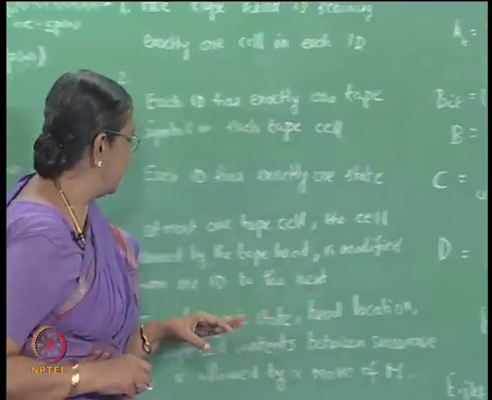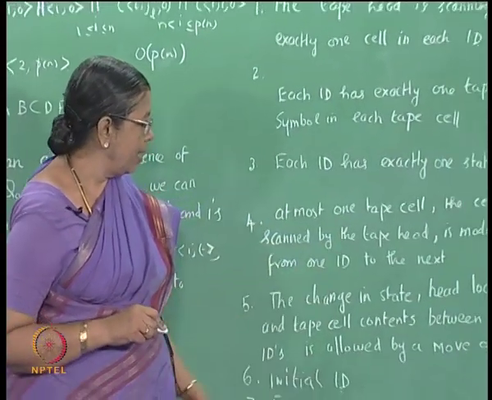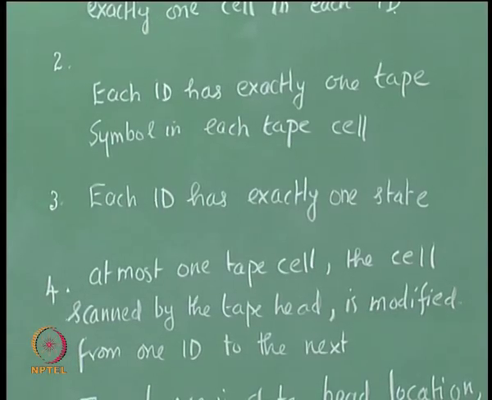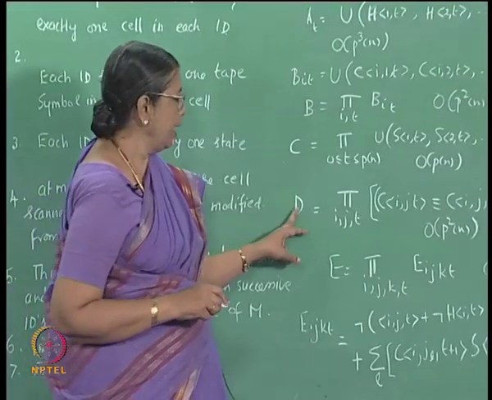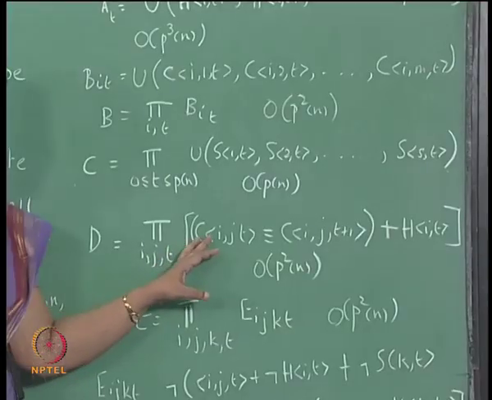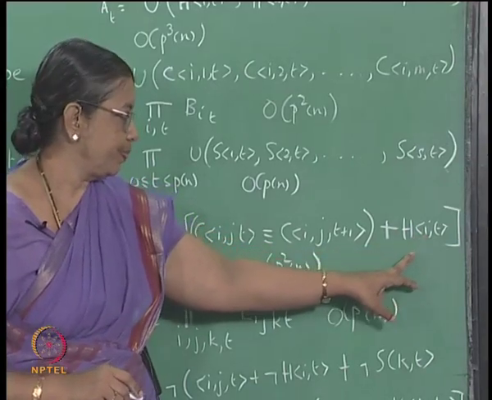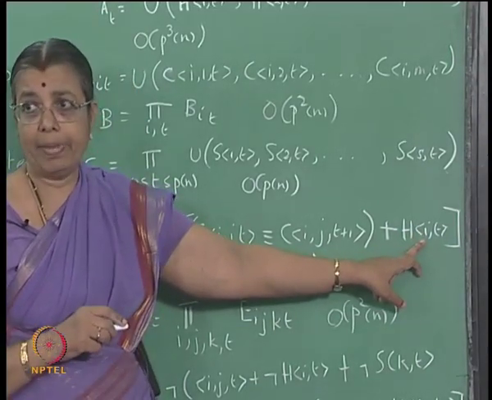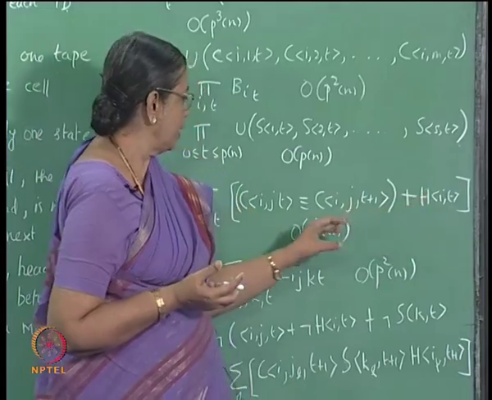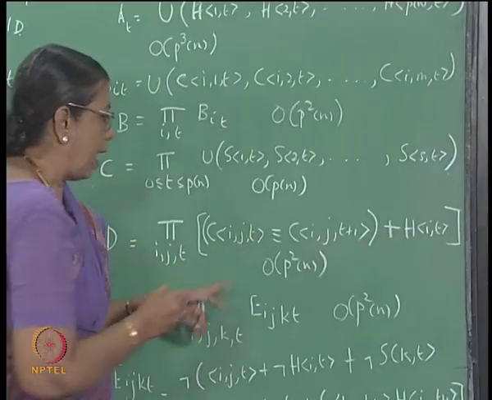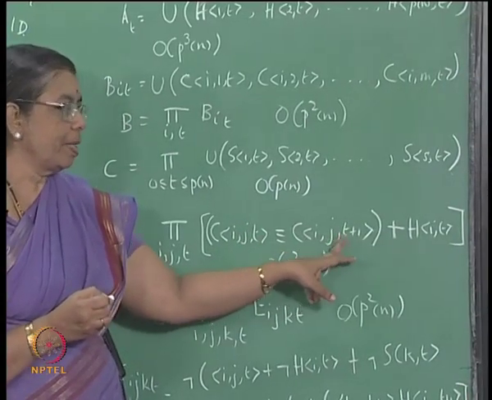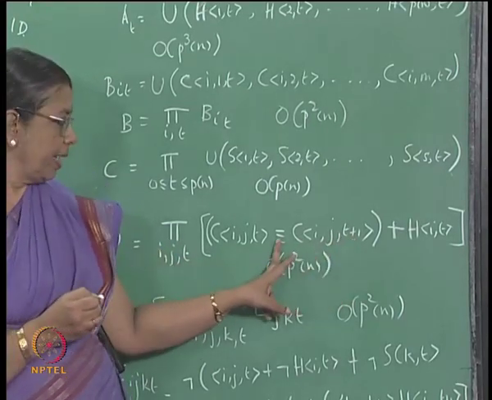Then the next condition is that at most one tape cell, the cell scanned by the tape head, is modified from one ID to the next ID. So, the expression for that is D, the product of some expressions like this, where each product tells that either the head is scanning the ith cell at time t, in that case the contents will change. Otherwise, the ith cell, if it contains the jth symbol at time t, it will continue to have the same symbol at time t plus 1.